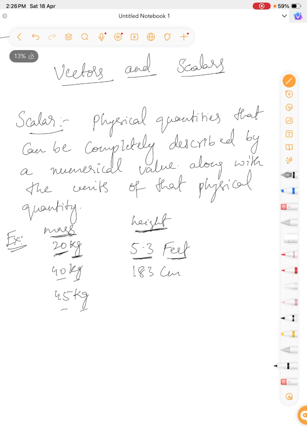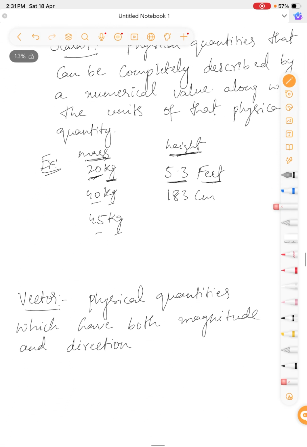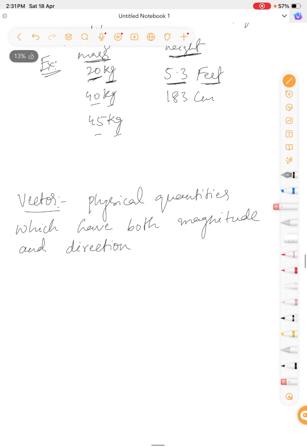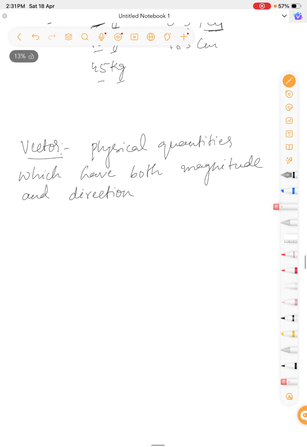Now, what is a vector? Vectors are the physical quantities which have both magnitude and direction. Some physical quantities require both magnitude and direction to be defined.